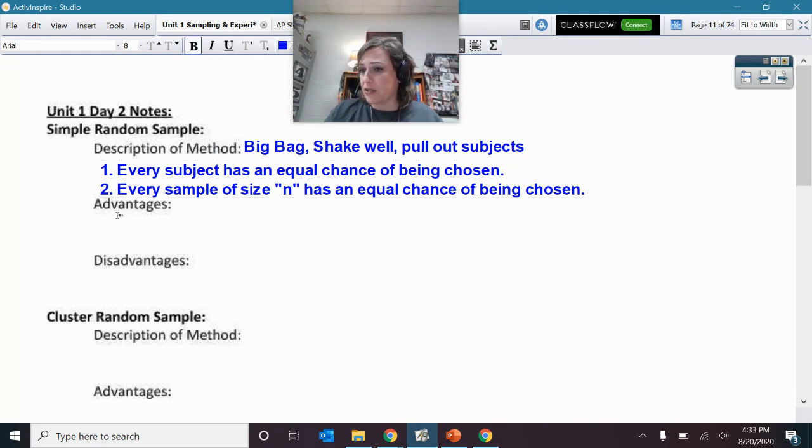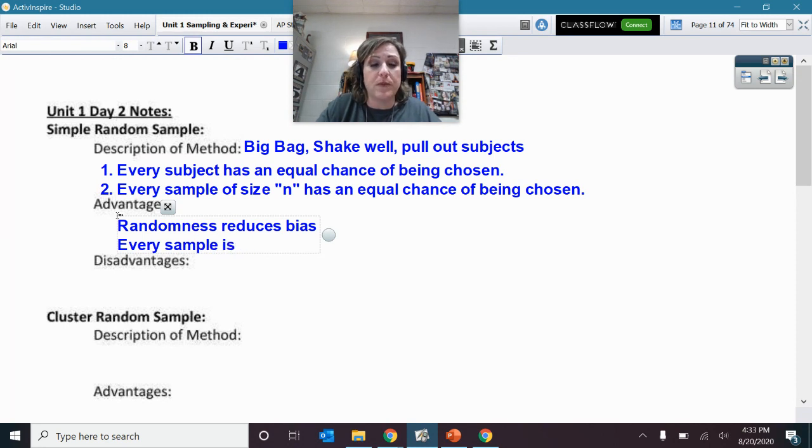All right, let's talk advantages. One thing that we're going to notice is that because you have randomness, it reduces your bias. So that's one key thing. But the advantage also is that every type of sample is equally likely. Sometimes that's a disadvantage. If you want a representation of Aledo High School, you could get all seniors, and is that actually going to give you the same opinion as all Aledo High School students? So sometimes you've got to watch that.